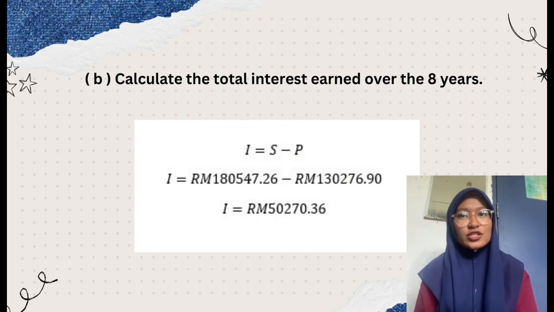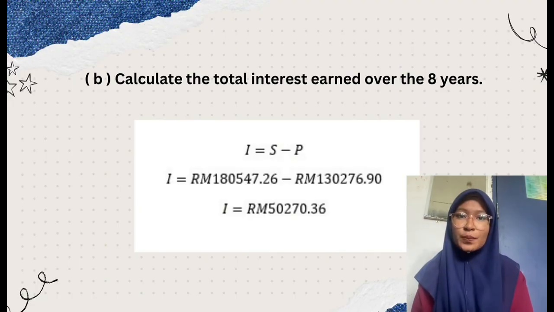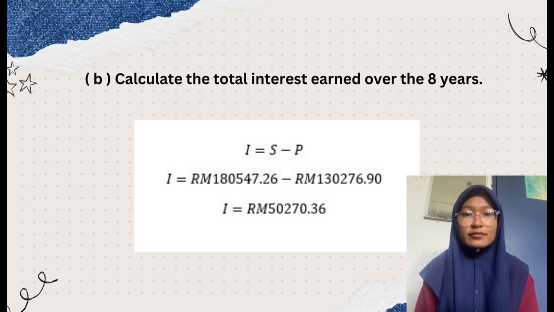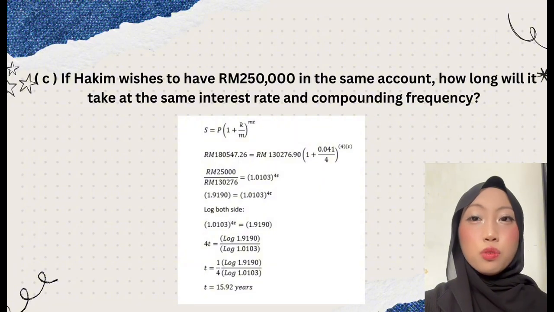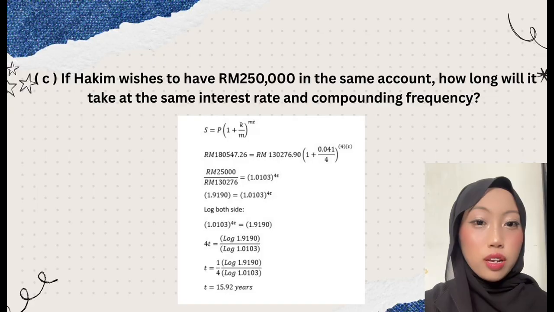Okay, now for question B, calculate the total interest earned over the 8 years. For this question, the formula was I equals S minus P, which is I equals RM180,547.26 minus RM130,276.90. And the answer for question B is RM50,270.36.